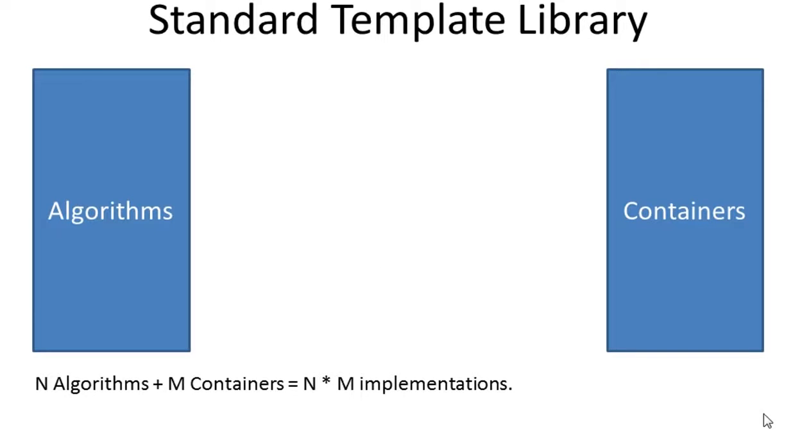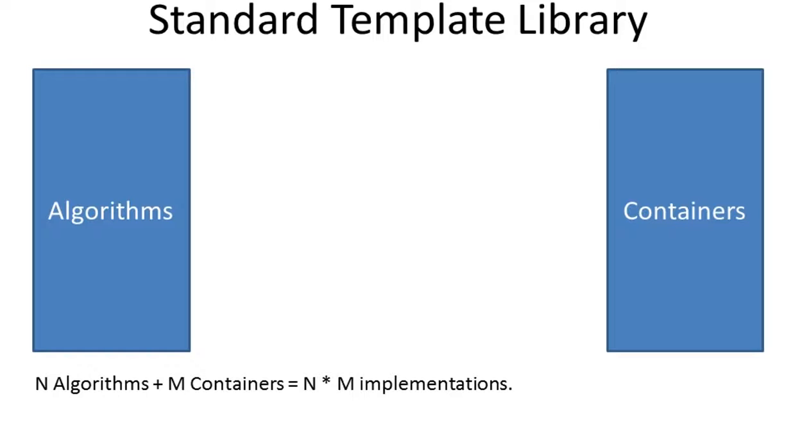However, the containers have different interfaces from each other. So if I want to apply one algorithm on different containers, I'll have to provide a different implementation for each. So if I have n algorithms and m containers, I will end up having to provide n times m implementations. That is quite a lot, and it is not scalable.